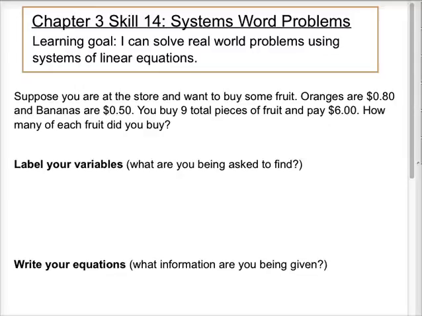Welcome back. So in this final lesson for chapter 3, we're going to focus on word problems, okay? So solving systems when you have to use word problems. So let's take a look at our first example.